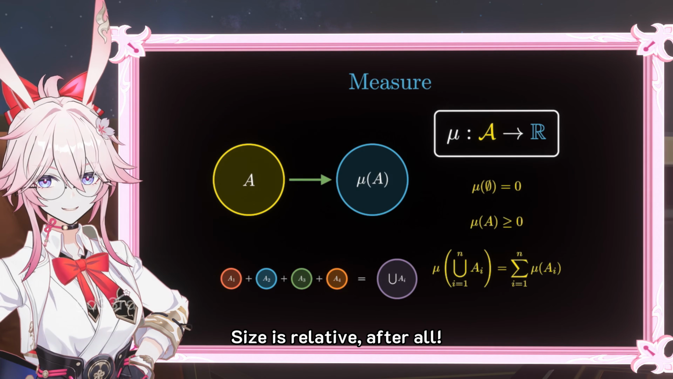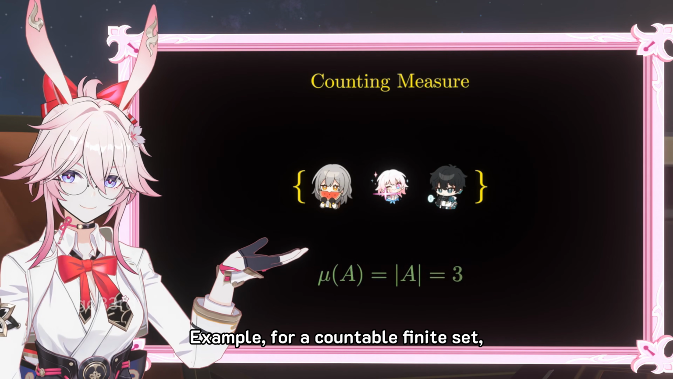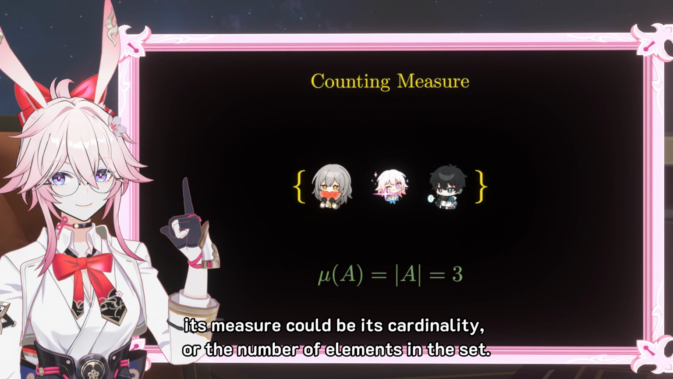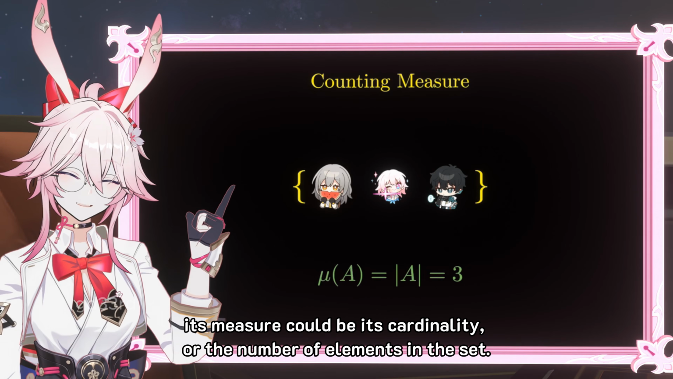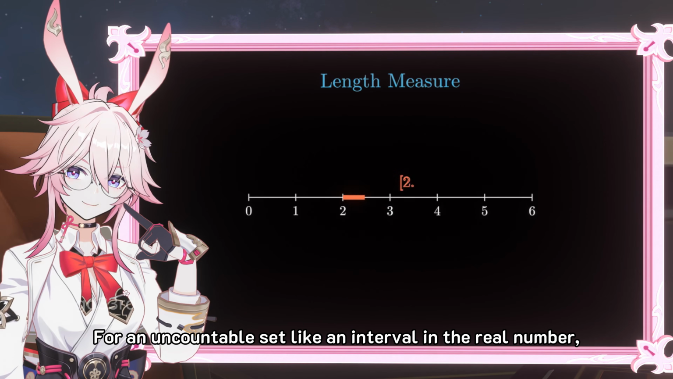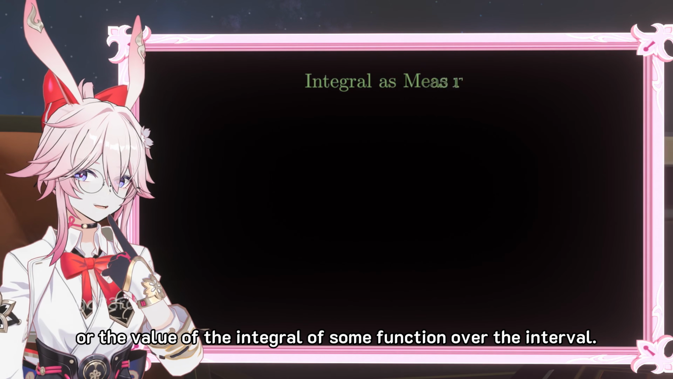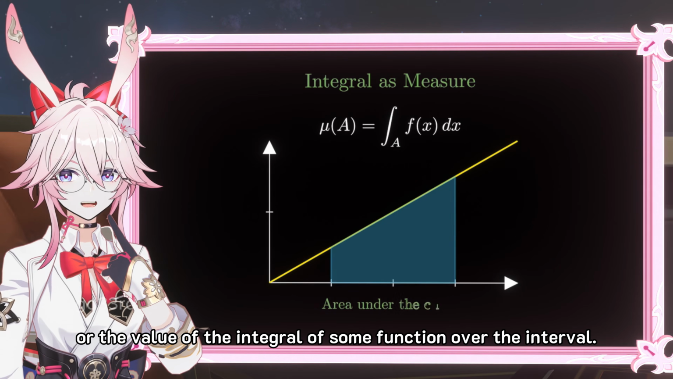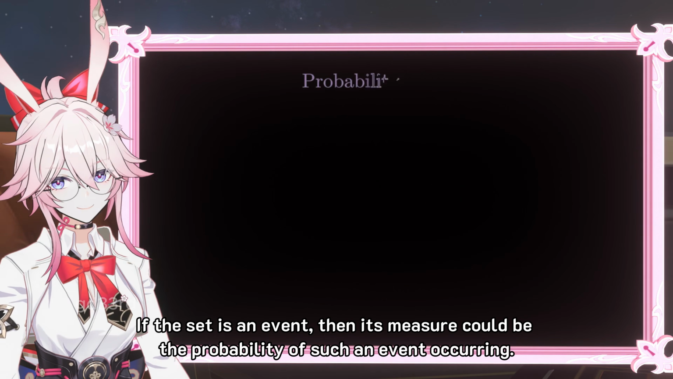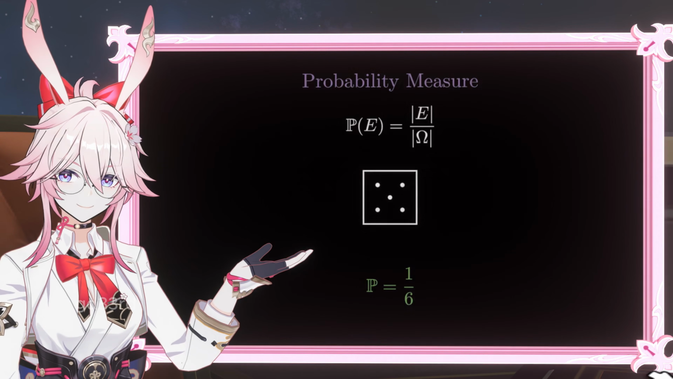We can measure any measurable sets however we want. Size is relative, after all. For example, for a countable finite set, its measure could be its cardinality, or the number of elements in the set. For an uncountable set like an interval in the real numbers, we can measure it by the length of its interval, or the value of the integral of some function over the interval. If the set is an event, then its measure could be the probability of such an event occurring.